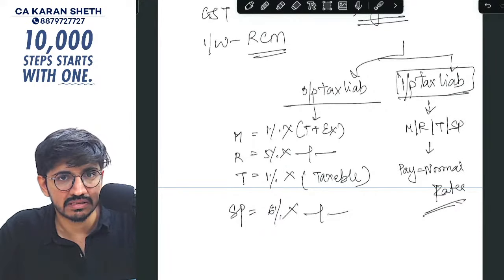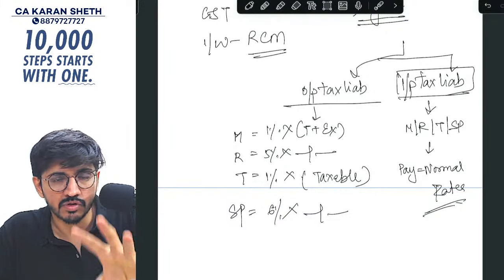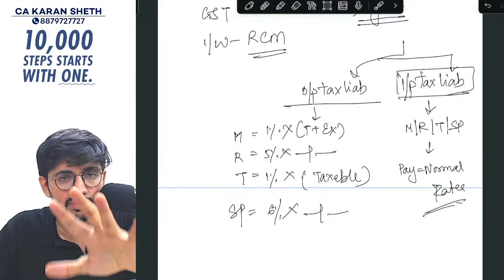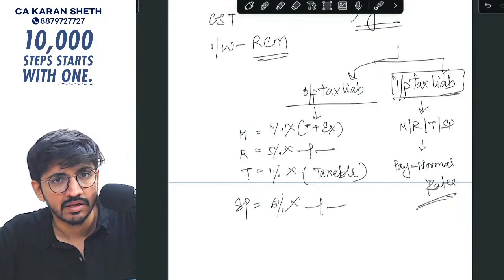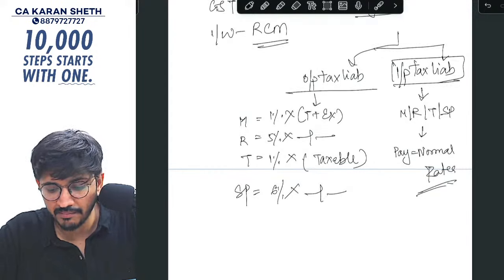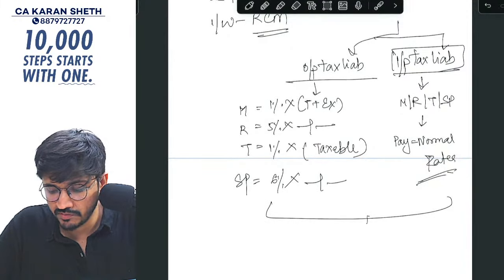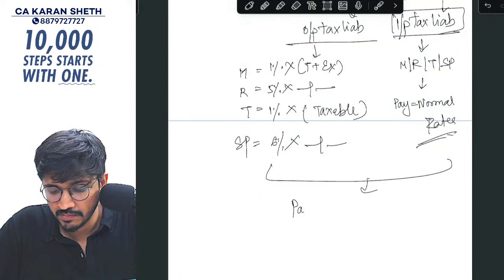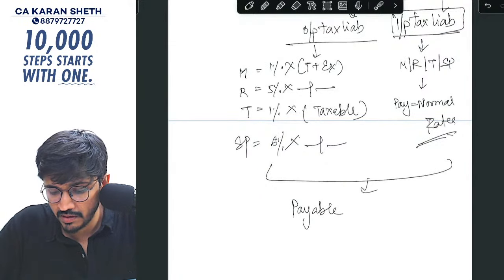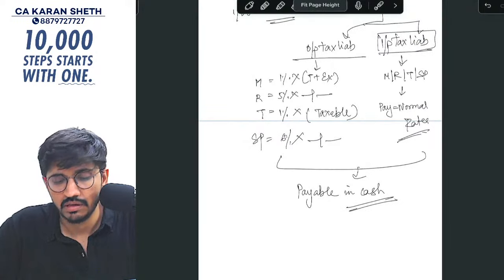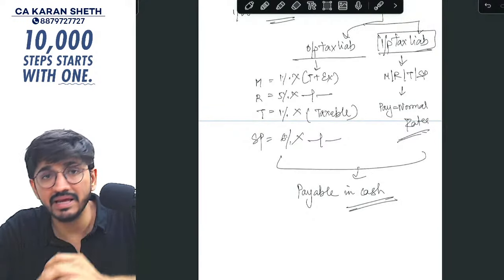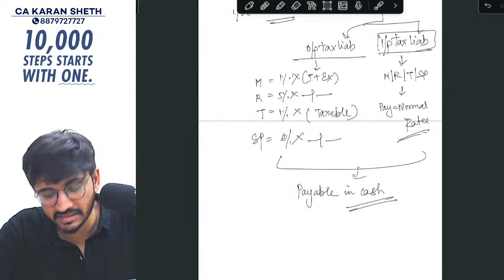At normal rates. तो फिर वो 5% हुआ, 12 हुआ, 18 हुआ, 28 हुआ, whatever the case may be. Is that very clear? Yes. That's it. And by the way, this both will always be payable in cash. That's it. Okay. ये बात जरूरी थी जो बोलनी थी, ठीक है.